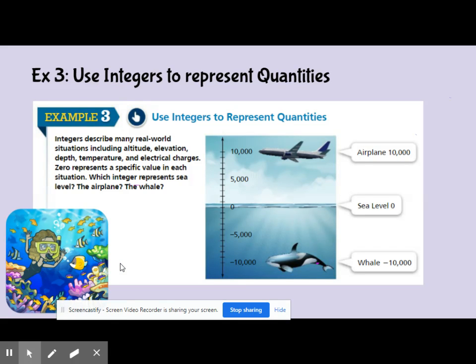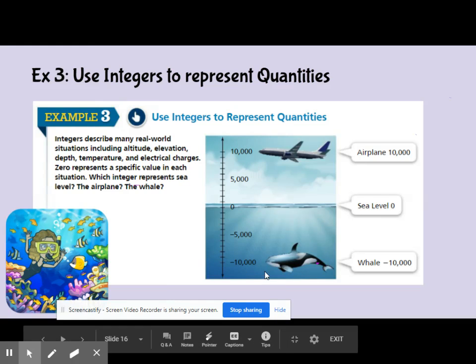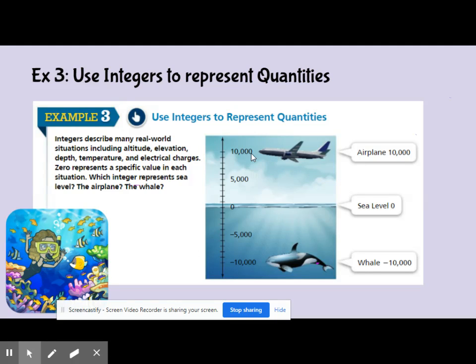Okay, we're on the last part. The last part is to use integers to represent real world quantities. Here's a picture of something that happens in the real world. Airplanes fly in the sky. The airplane is represented by 10,000 feet. That is a positive integer because it's above sea level. That's how we measure altitude. The airplane flies at 10,000 feet above sea level.